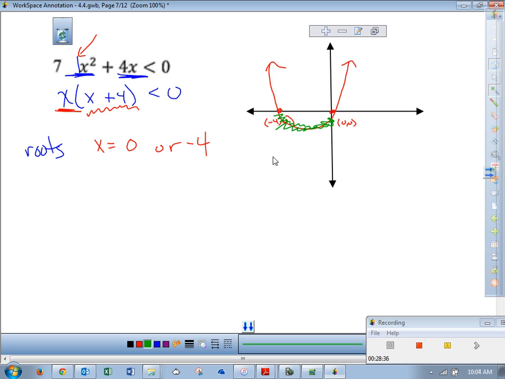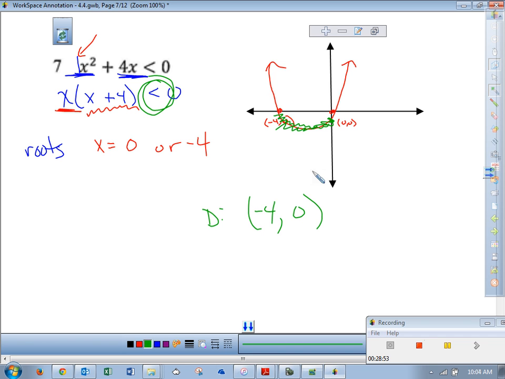Right? So let's put that in interval notation first. The domain would be, well, it's just this interval from negative 4. Does it count or not count? Not count, to 0. And that also does not count.